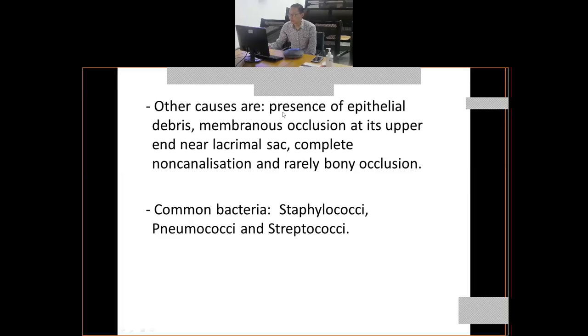Other causes include presence of epithelial debris, membranous occlusion at the upper end near the lacrimal sac, complete non-canalization, or bony occlusion. Associated common bacteria are staphylococci, pneumococci, streptococci.